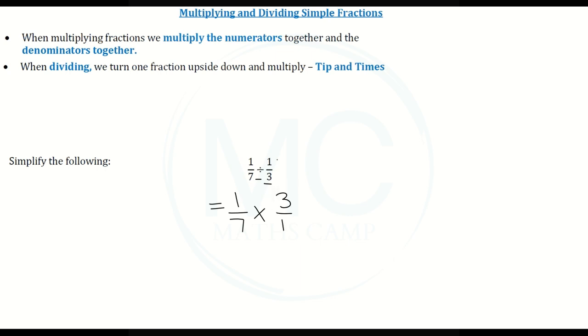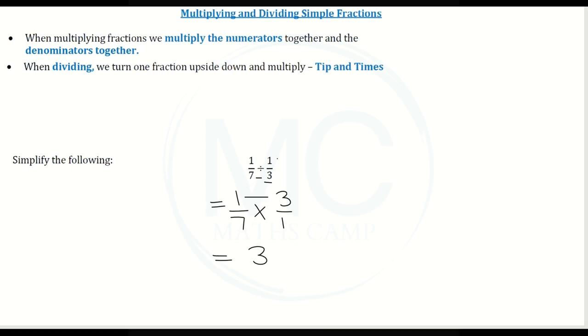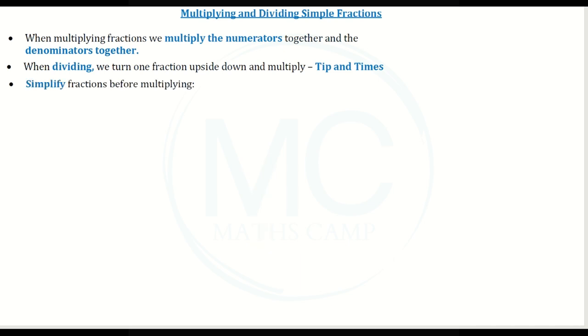over 1. Now we can multiply our numerators. 1 multiplied by 3 gives us 3, and now we multiply our denominators. 7 multiplied by 1 gives us 7, and we get an answer of 3 over 7. Now, when working with fractions, you always leave your answer in simplest form, but sometimes this can become quite intricate after multiplying. So to make it easier, we simplify our fractions before we multiply.